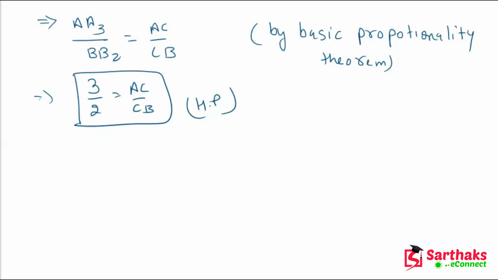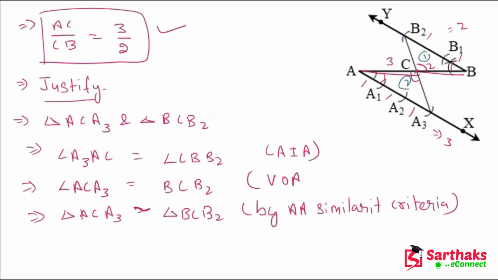So, my dear friends, I hope you understand these things. AC upon CB is divided in the ratio 3:2. So this is the division method. I hope, my dear friends, you understand these things.